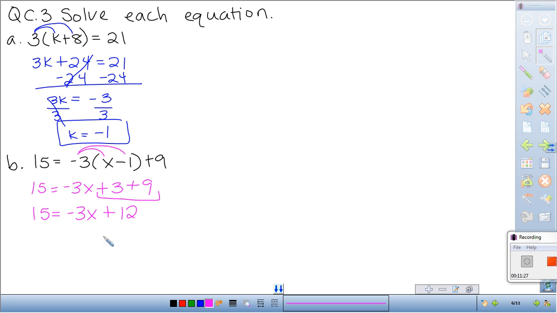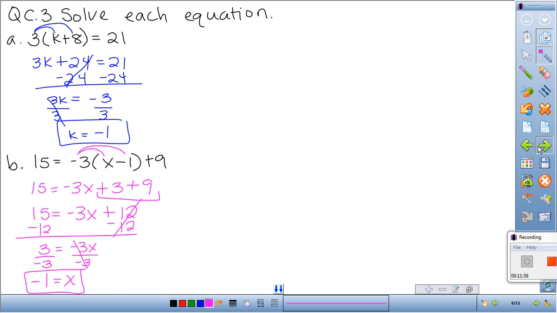And now it just becomes a simple two-step equation. So we start by undoing addition, subtract 12 from both sides. 15 minus 12 is 3. Bring down your equals. Bring down the negative 3x; plus 12 minus 12 cancels. The opposite of negative 3 times x is to divide both sides by negative 3. 3 divided by negative 3, a positive divided by a negative, gives us a negative. 3 divided by 3 is 1. Negative 1 equals, and those cancel, x.